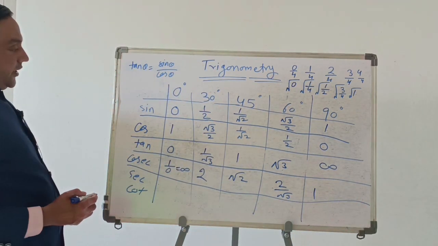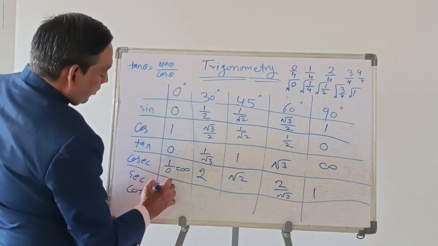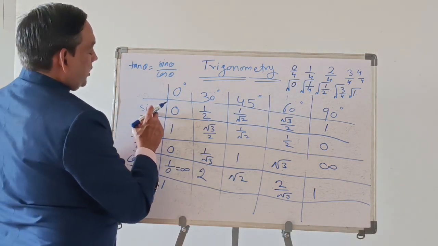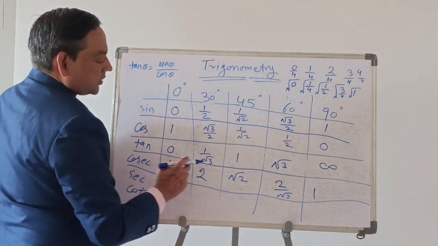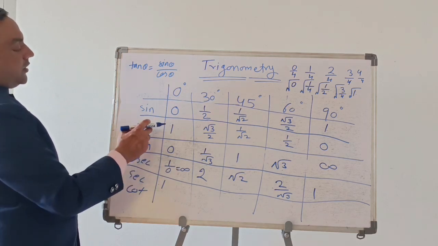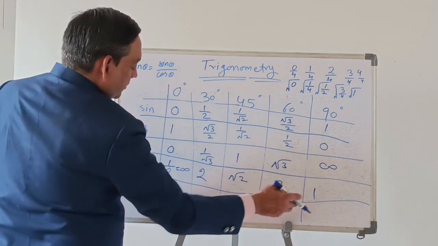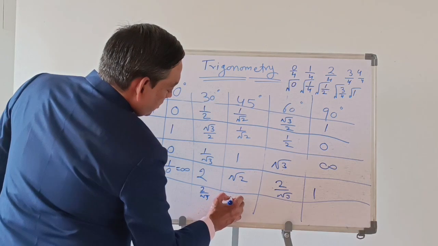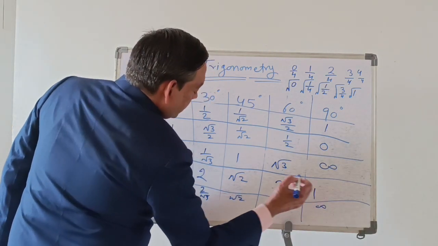Okay, the next is the sec. Sec is the reciprocal of cos, so the reciprocal of 1 is 1. One more thing here: the way we got the cosec value by reversing the sine, you can get the sec value by reversing the cosec also. Either reverse the cosec, or take the reciprocal of cos. This is more simple. 1, 2 upon root 3, root 2, 2, and here it is infinity.